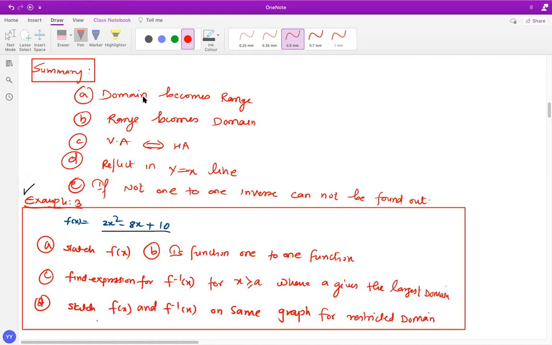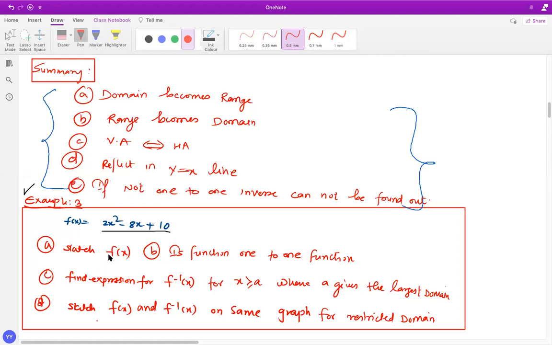Some very interesting facts: the domain becomes the range when you're finding the inverse of a function, because your x switches to y. The range becomes the domain. So obviously the vertical asymptote will become a horizontal asymptote. The graph is also a reflection in the y equals x line. If it is not a one-to-one function, the inverse cannot be found. So this is the summary of inverting a function. You already know how to do the process, so these are the critical points that you have to remember.